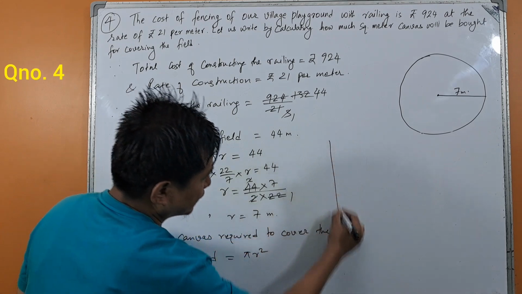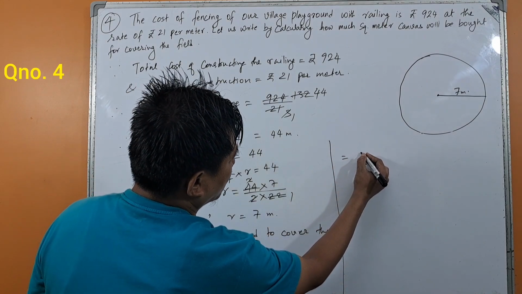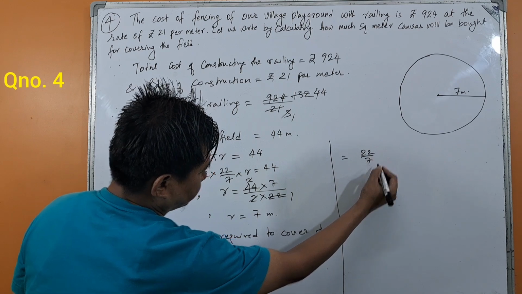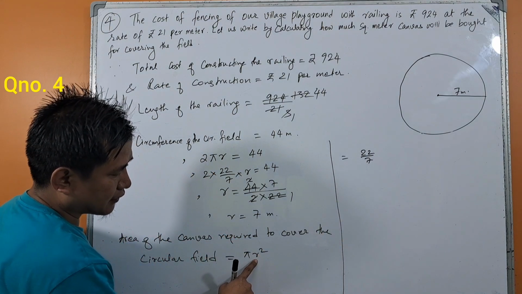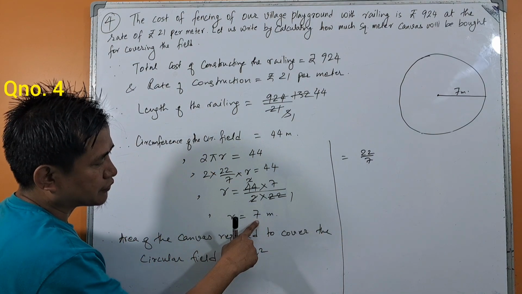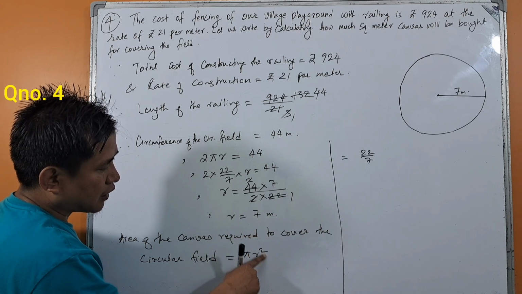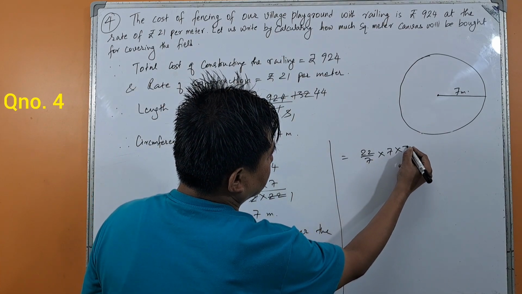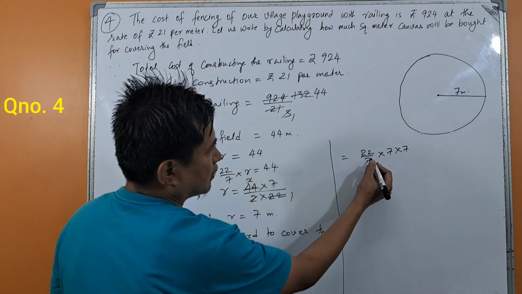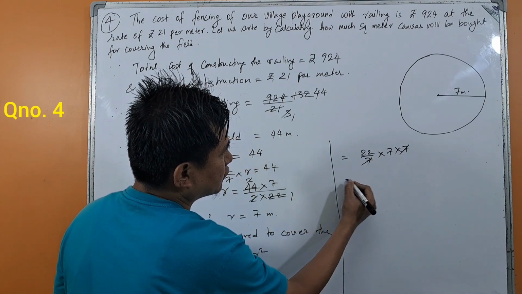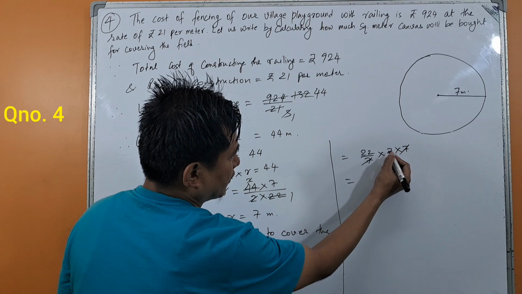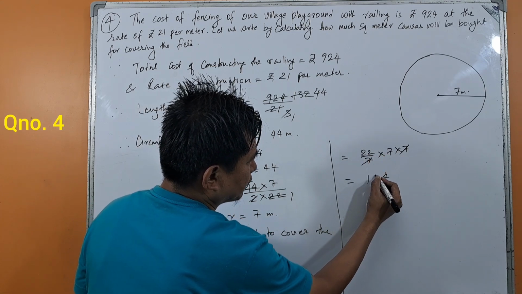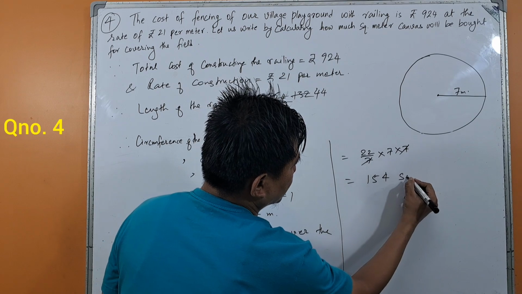Equal to, what is pi? The value of pi is 22 by 7, r square. R is the radius of the circle, which we have as 7. R square means 7 square, which means 7 into 7. This 7 and this 7 cancel out. So we have 7 into 22 is 154 square meters.